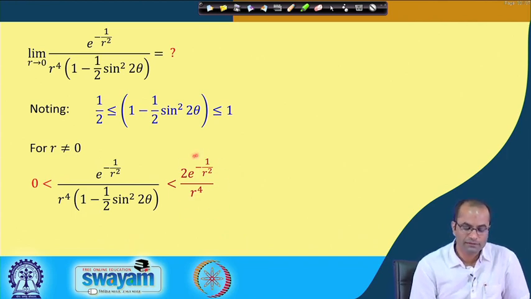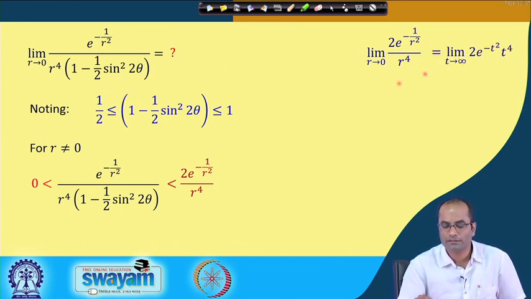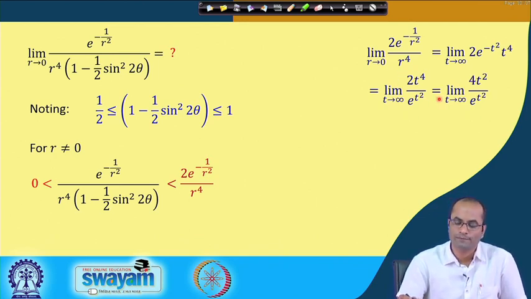Now for this we can look at the limit as r goes to 0 of 2 e power minus 1 over r square over r 4. We use another variable t, which goes to infinity, because 1 over r we are substituting as t. If r goes to 0, t goes to infinity. So here we have 2 e power minus t square, and 1 over r 4 becomes t 4. This we can now handle easily. It is 2 t power 4 over e power t square, an infinity by infinity case, and we can use L'Hopital's rule to get this limit as 0. So this limit is 0.